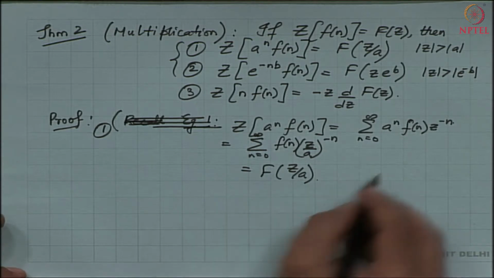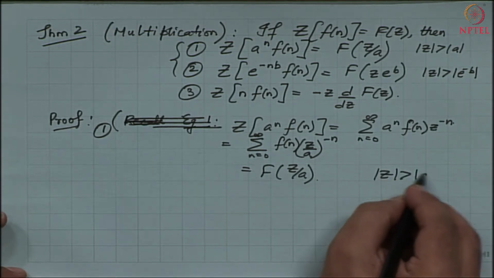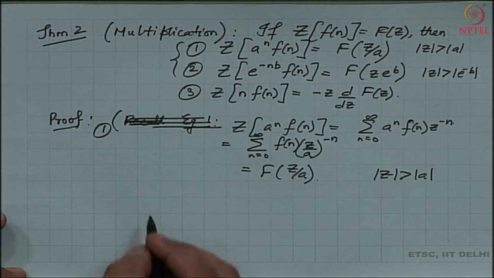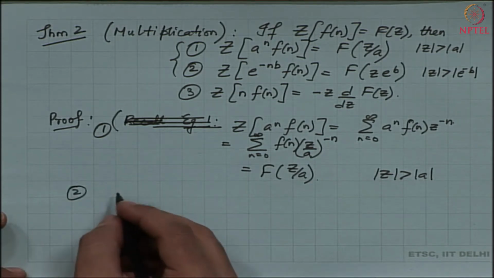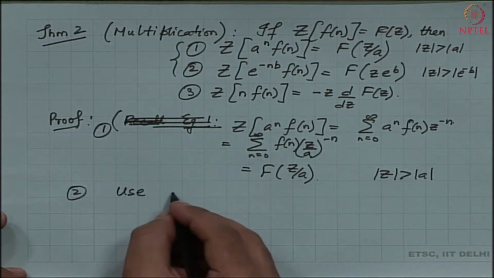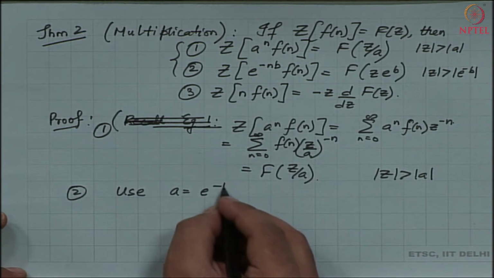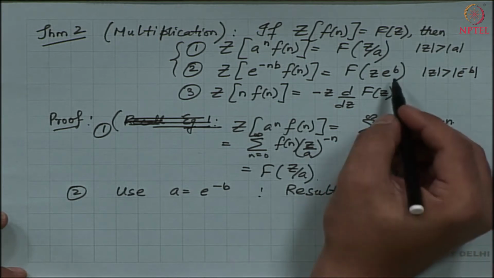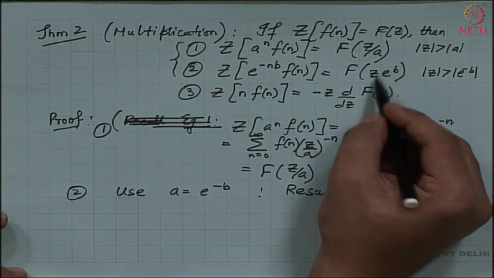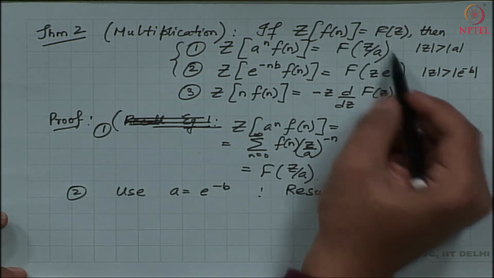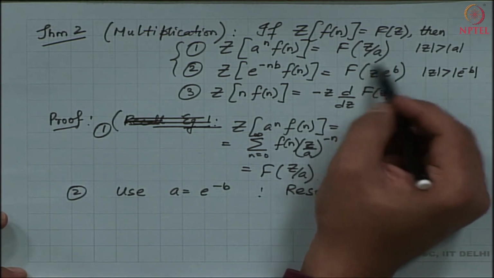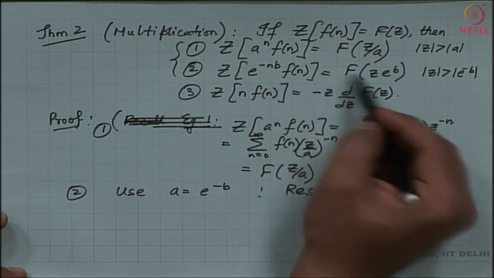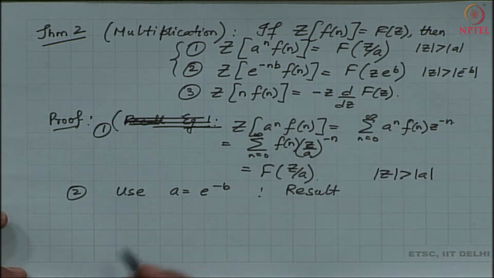Okay. So, of course, appropriately defined in an appropriate region. And then in the second case, if I use my a to be e to the power negative b, I arrive at my result. So, just use e to the power negative b to be a, and that is, so instead of a I replace e to the power b, and the second result immediately follows.